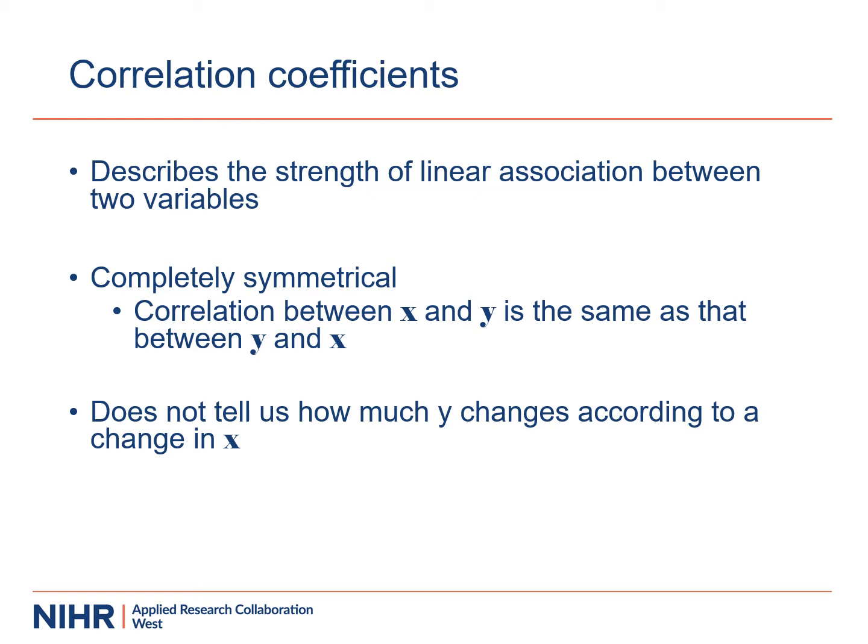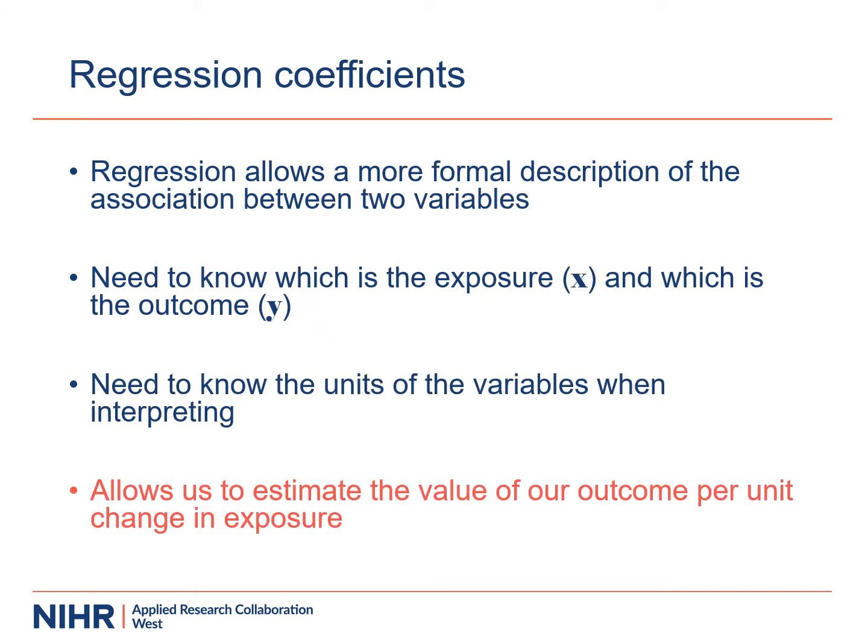It does not tell us how much the y changes according to a change in x, for example, but that is why we have our regression coefficients, which we'll discuss next. So regression goes farther than correlation and allows us to describe the association between the two variables. Regression allows for a more formal description of the association between two variables, and it's a line described by an equation. You need to know what the exposure, or x, is, and what the outcome is, or y.